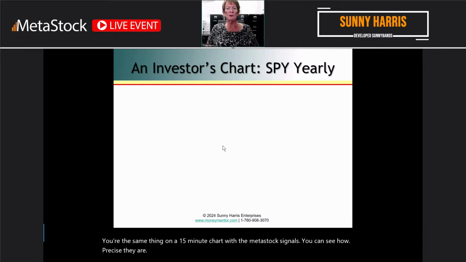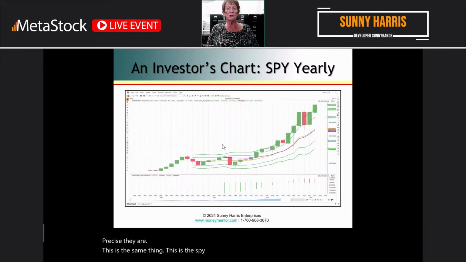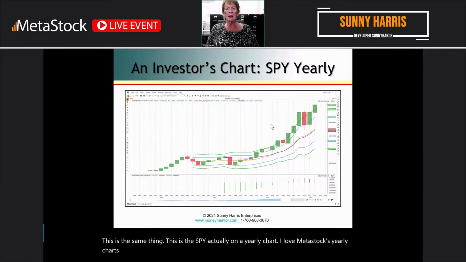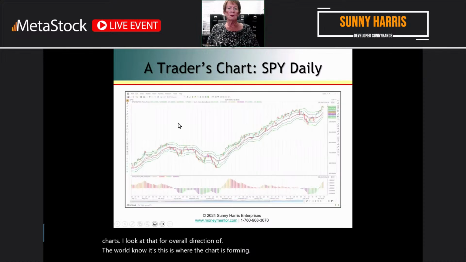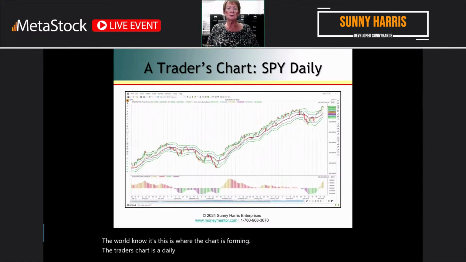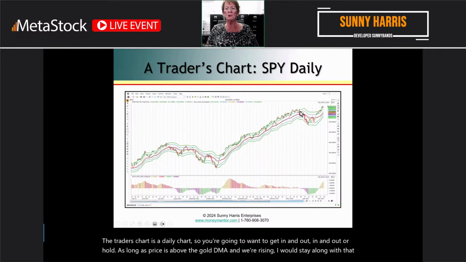This is the same thing. This is the SPY actually on a yearly chart. I love MetaStock's yearly charts. I look at that for overall direction of the world. You know, this is where the chart is forming. The trader's chart is a daily chart. So you're going to want to get in and out, or hold as long as price is above the gold DMA and we're rising. I would stay long with that trade up until this point right here.